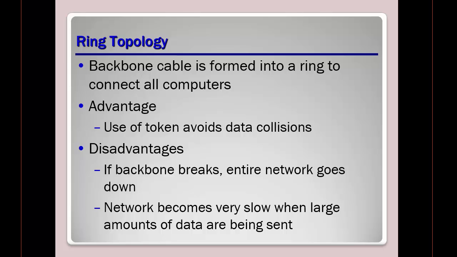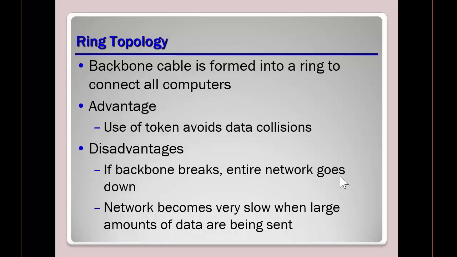Ring topology: the backbone cable is formed into a ring, with all connections on it. That's what I showed you initially down here in the bottom right. That was a ring topology. Advantage: it uses a token and avoids data collisions. Why? Because everything flows in one direction, so there's nothing that's ever going to collide with each other.